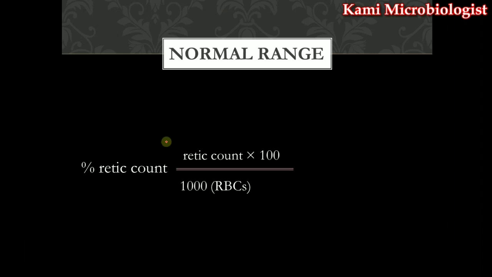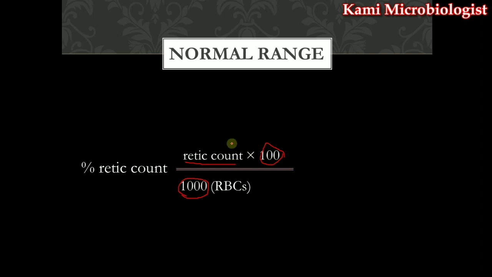Now let's see how we can calculate the reticulocyte or retic count. Remember guys, the reticulocyte is counted in a percentage. So how will we do it? First of all, we count the reticulocytes using 10 fields. Once we count them, we multiply by 100 and divide by 1000, as 1000 will mostly be our RBC. Once we multiply and divide, we get the value of the reticulocytes in a percentage.